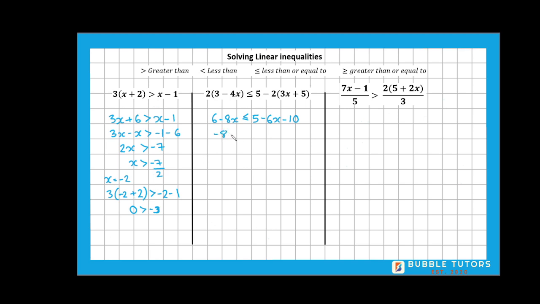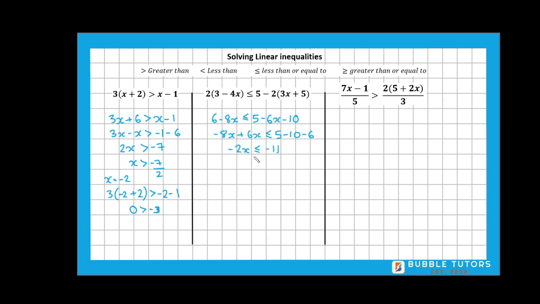So we have minus 8x. And then we bring the minus 6x over to this side. It becomes a plus 6x. And then we have less than or equal to 5 minus 10. And then we bring over the 6. So that's minus 6 because it was plus 6 on this side. And then we just simplify. So we have minus 8x plus 6x, so that's minus 2x is less than or equal to 5 minus 10 minus 6. So 5 minus 10 is minus 5, minus 6 is minus 11.